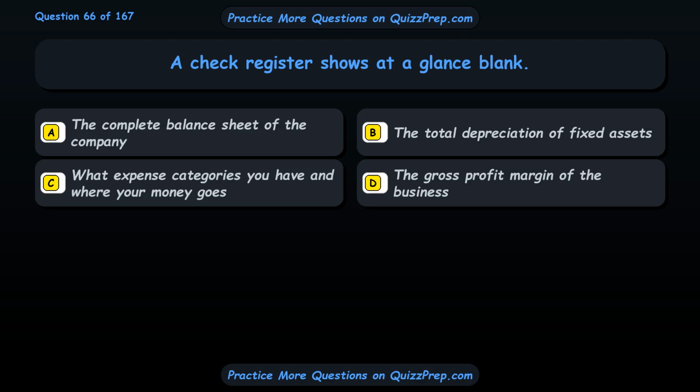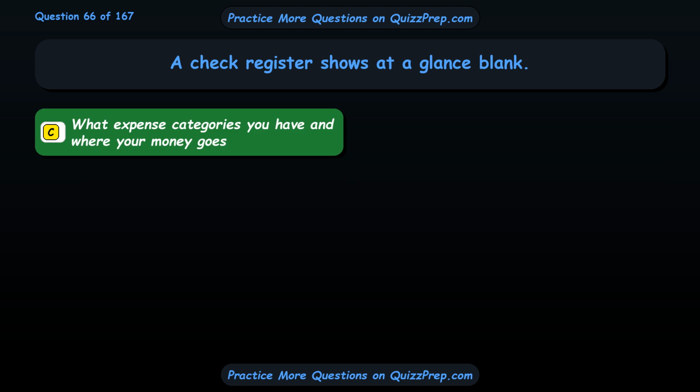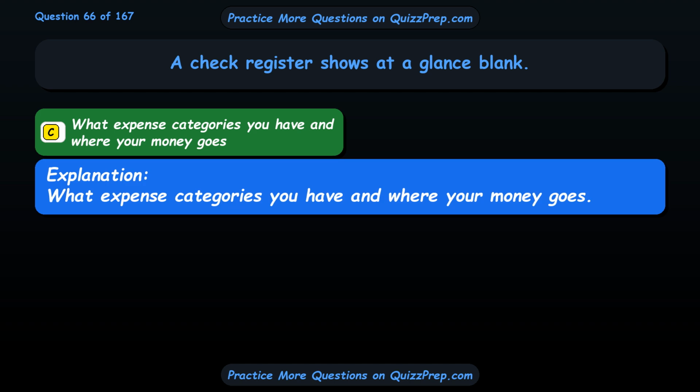Question 66. A check register shows at a glance blank. Option A, the complete balance sheet of the company. Option B, the total depreciation of fixed assets. Option C, what expense categories you have and where your money goes. Option D, the gross profit margin of the business. The correct answer is option C, what expense categories you have and where your money goes.